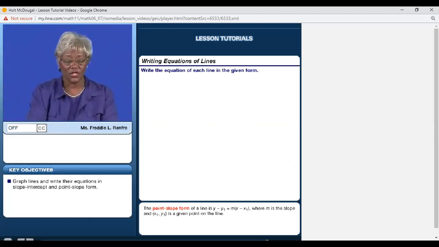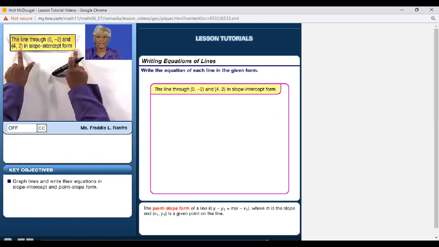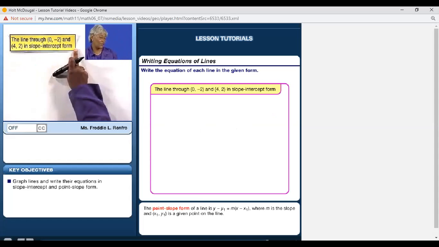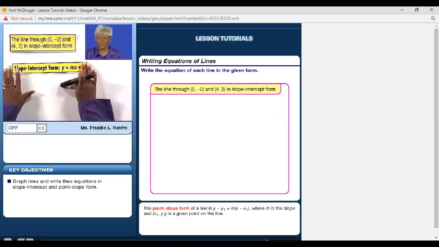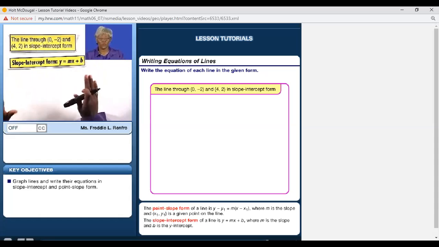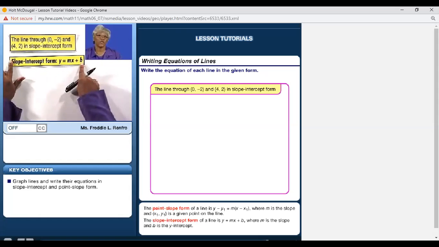Okay. We want to write the equation of a line. This time we're being given 2 points. One is 0, -2, and the other one is 4, 2. And we're being asked to write it in the slope-intercept form. The slope-intercept form, you're familiar with that. That's y equals mx plus b. Well, if we want to write it in this form, we need 2 things. We need to know the slope, and we need to know b, which is the y-intercept.